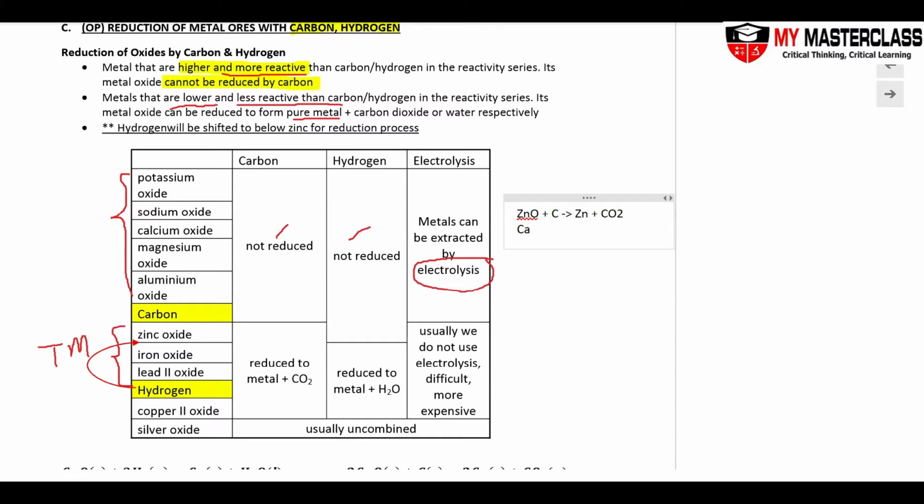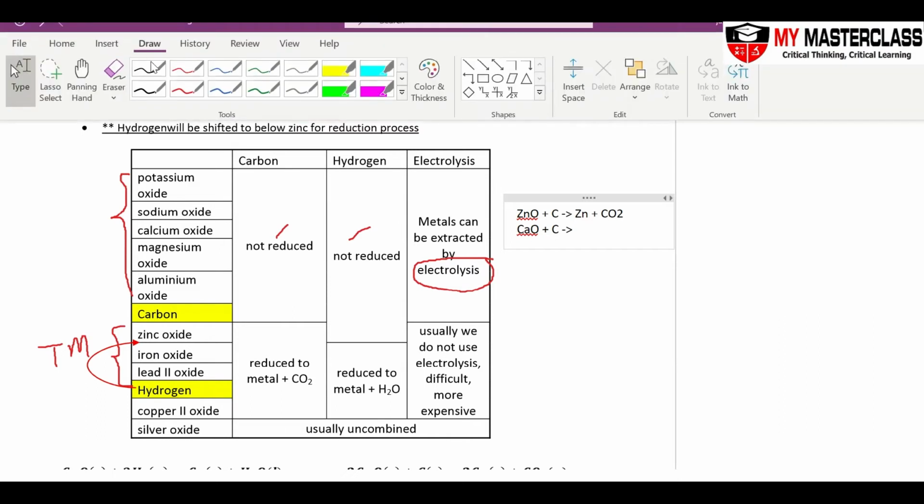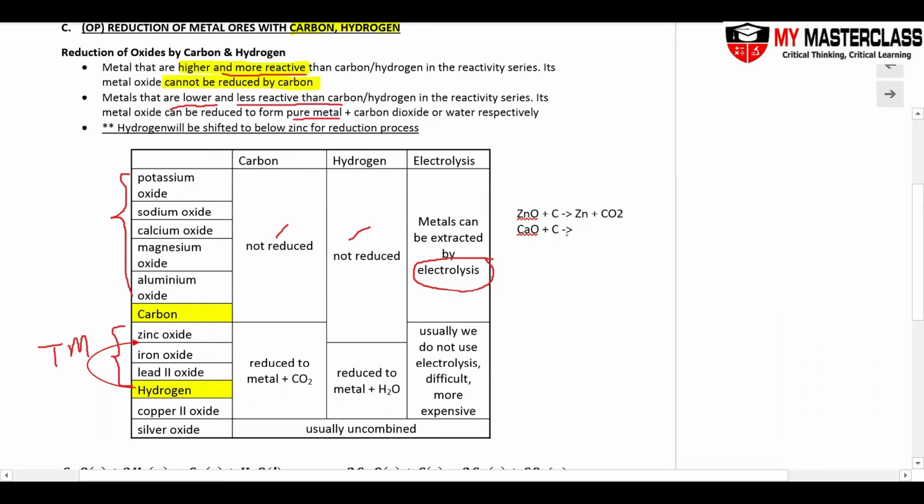If, for example, I have CaO plus C, because calcium is higher than carbon in the reactivity series, there is no reaction. I cannot use carbon to extract calcium from calcium oxide. Then I can also use hydrogen to do the reduction. Based on the reactivity series, if I decide to use hydrogen, what we have to remember is that hydrogen will move up 2 steps.